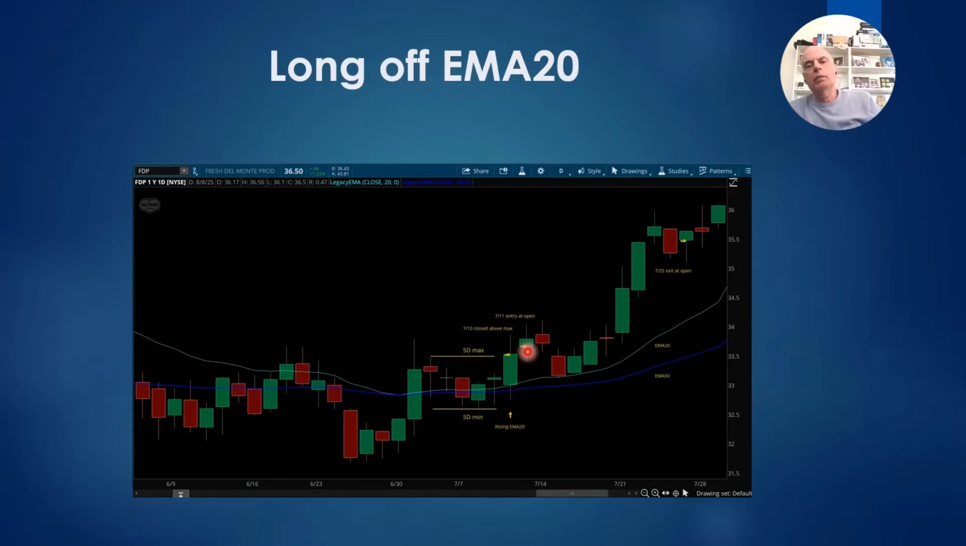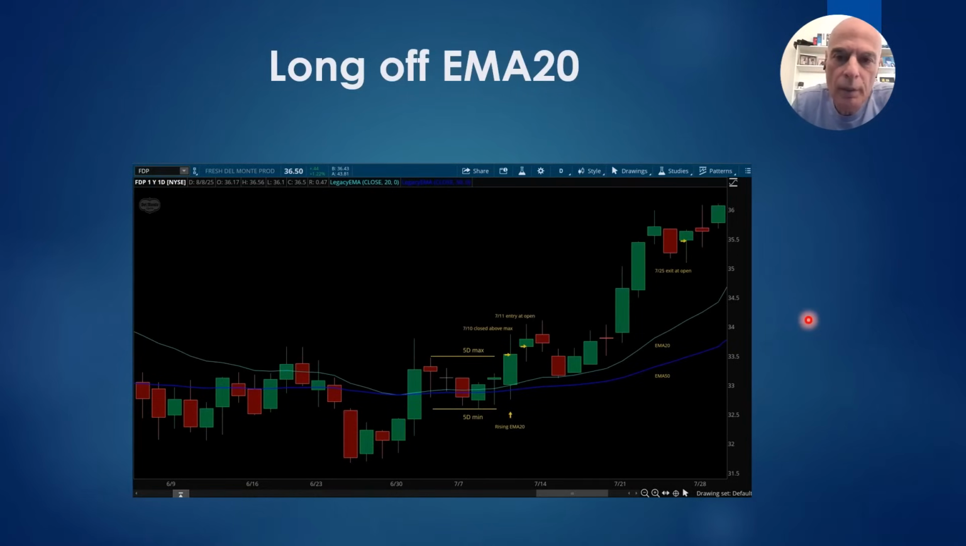Basically, we're holding until either the 10-day rate of change becomes negative or 10 days go by. In this particular instance, the rate of change for 10 days never went negative, so we're exiting here on the 25th of July.